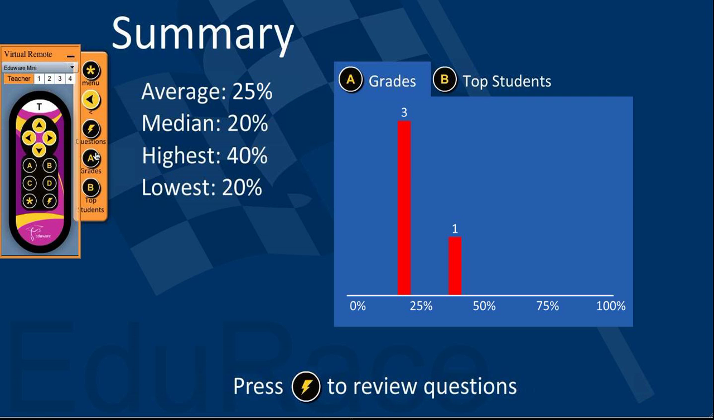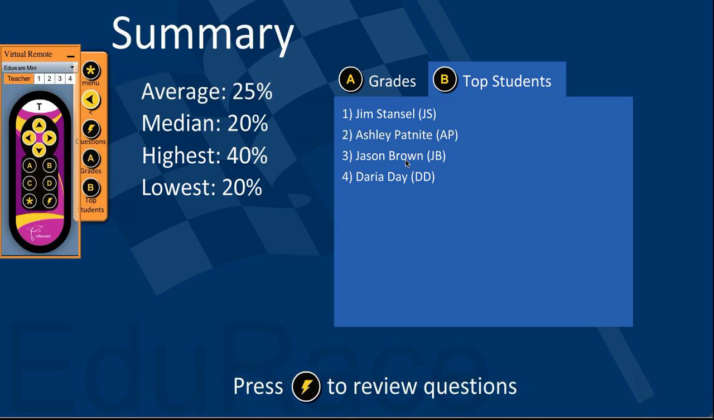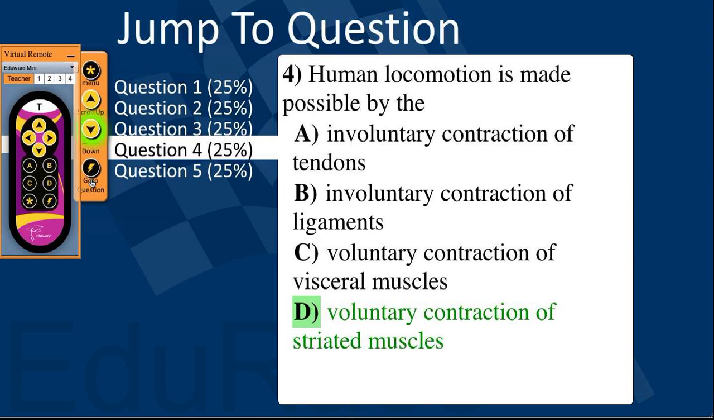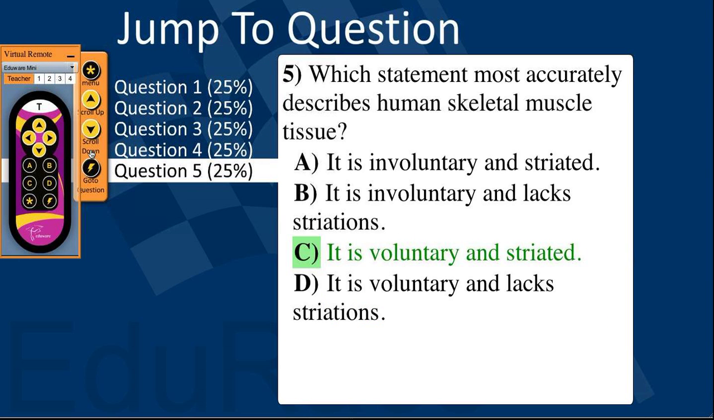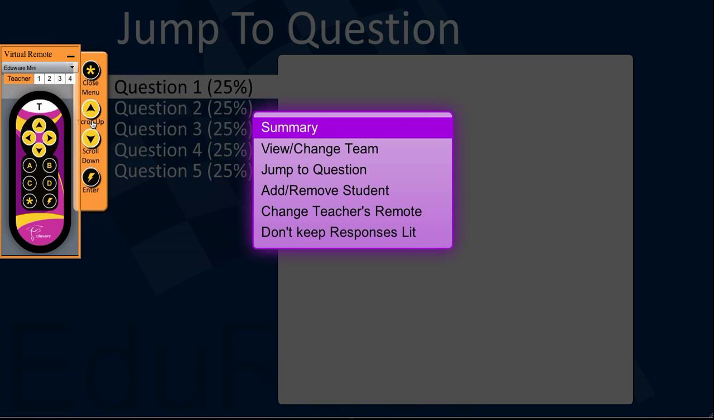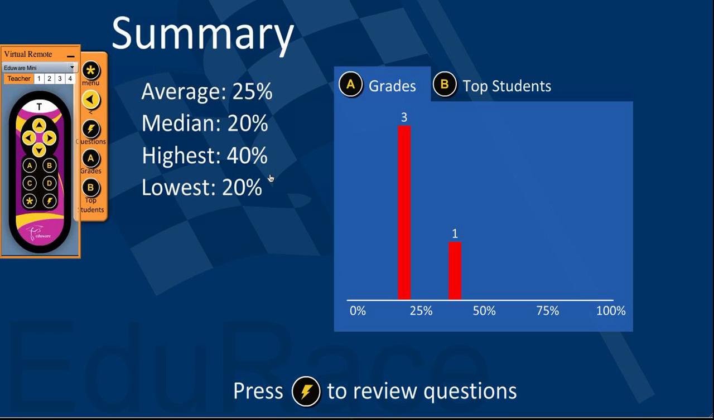From here, you can view the class averages for the entire exam. You click on B to view the top students and their rank, and press the lightning bolt to review the questions. From here you can scroll down the list of questions and see the questions' answers. You can also see this 25% here. This shows what percentage of the class got that question right. If you'd like to go back to the summary, click on the star and then click on summary.